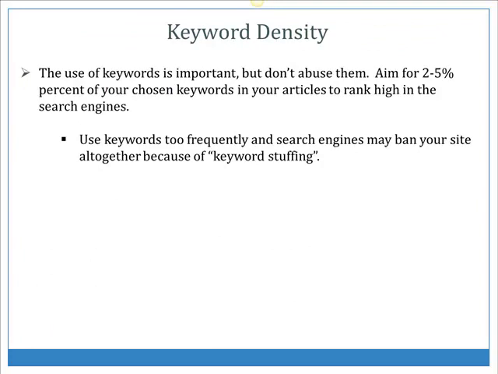All right, keyword density. The use of keywords is important, but don't abuse them. Aim for 2 to 5%, and 5% is maybe even getting a little high, maybe 2 to 3%. So every 100 words, you're going to use that keyword 2 to 3 times. That's the percent of your chosen keywords in your article to rank high in the search engines. Use keywords too frequently, and search engines may ban your site altogether because of keyword stuffing.